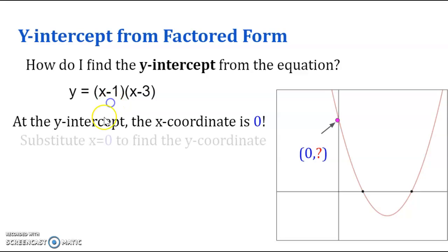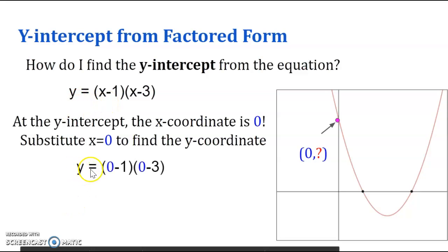So we're going to use that fact and substitute x to be 0 into our original equation to figure out what the y is. So that becomes y is equal to 0 minus 1 multiplied by 0 minus 3. Wherever I see an x, I replace it with a 0. That becomes negative 1 multiplied by negative 3, which is positive 3. So I have just figured out that the y-intercept in this graph is 0, 3.